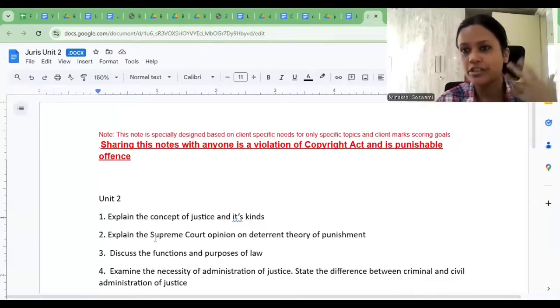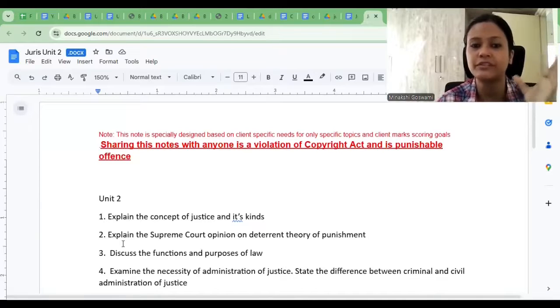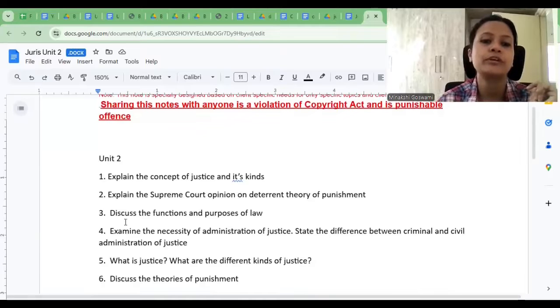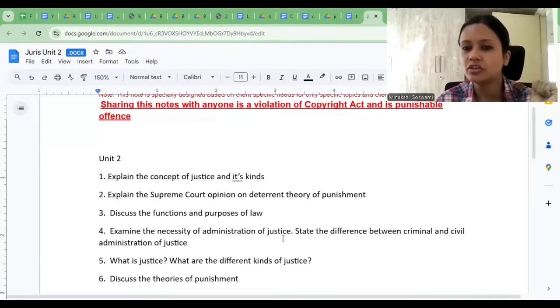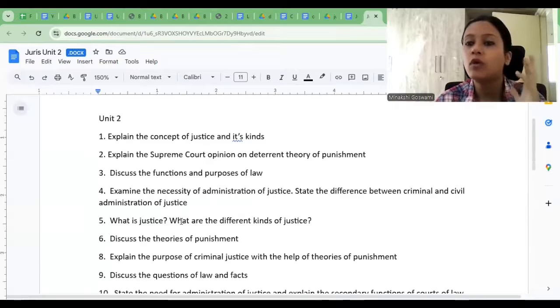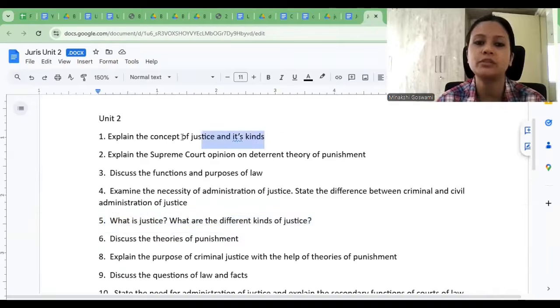So definitely from theories, you can expect one or two questions. It can be either general theories of punishment or it can be any specific theory that they can focus on. Discuss the functions and purposes of law. Examine the necessity of administration of justice, why administration of justice is needed, and what is the difference between administration of civil and criminal justice. Then we have what is justice, what are the different kinds of justice. This is somewhat similar to the first question that we saw.